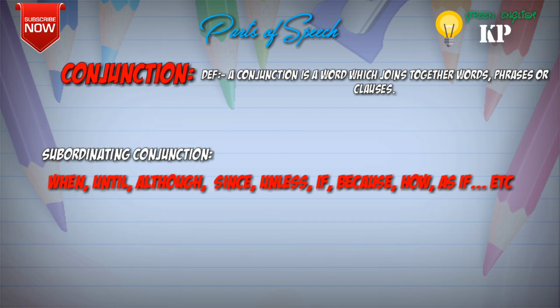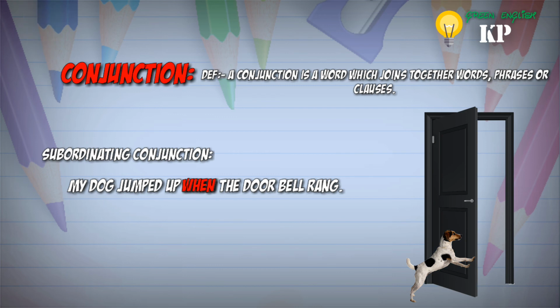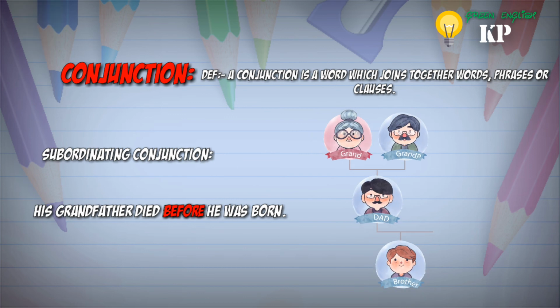Subordinating conjunctions are when, until, although, since, unless, if, because, how, as if, etc. Example: my dog jumped up when the doorbell rang. His grandfather died before he was born.